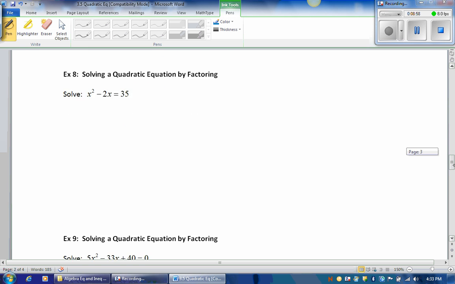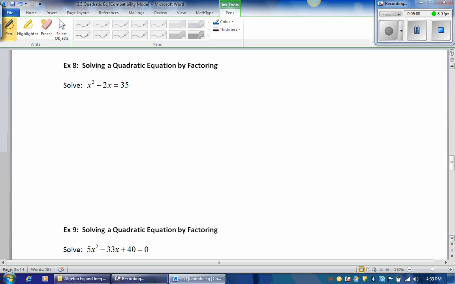Okay, so if we look at the next one, this one's obviously not factored for us. In order to even start this one, I have to make sure that it's first set equal to 0. So we need to go ahead and move that 35 to the other side where everything else is. So we're going to subtract that 35 over. Once it's set equal to 0, I can go ahead and factor this.